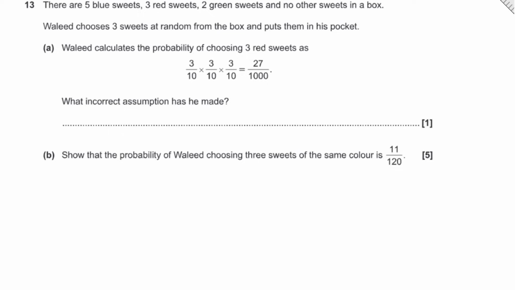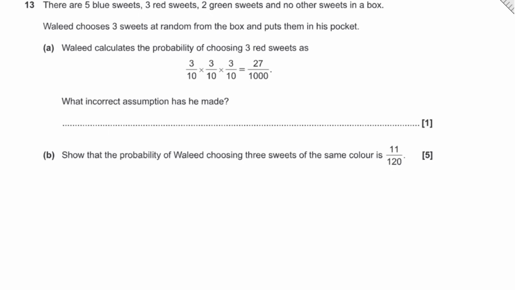Question 13. There are 5 blue sweets, 3 red sweets, 2 green sweets, and no other sweets in the box. Waleed chooses 3 sweets at random from the box and puts them in his pocket. Waleed calculates the probability of choosing 3 red sweets as 3 over 10 times 3 over 10 times 3 over 10, which is 27 over 1000. What incorrect assumption has he made?